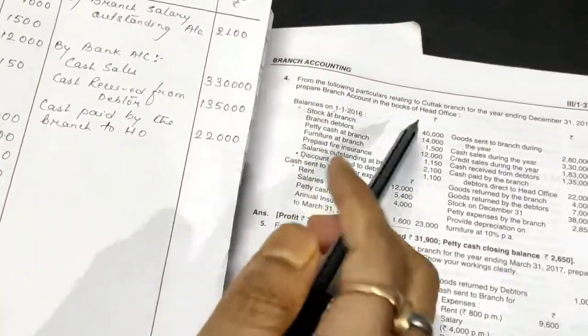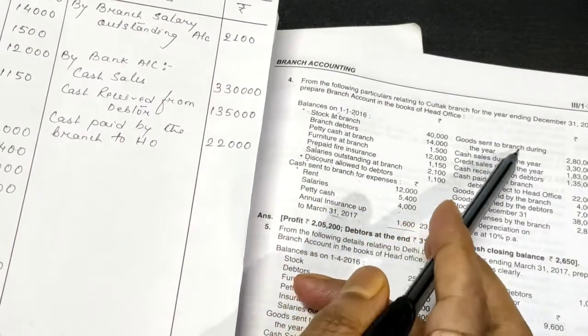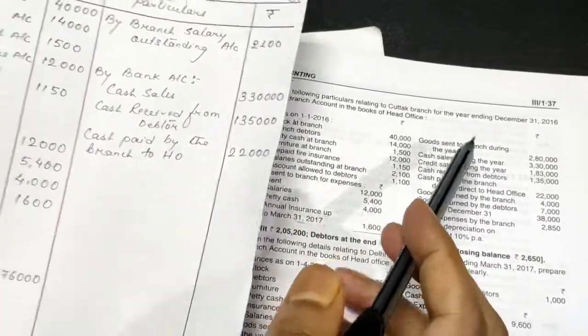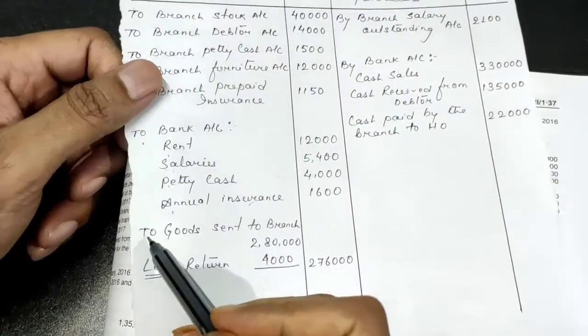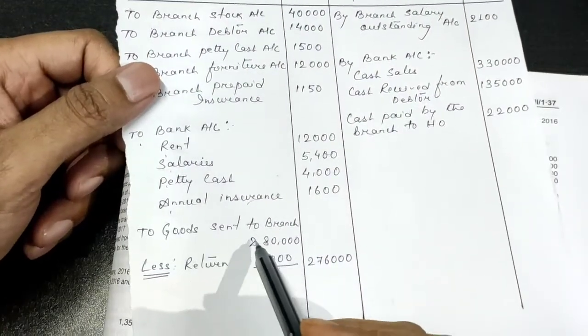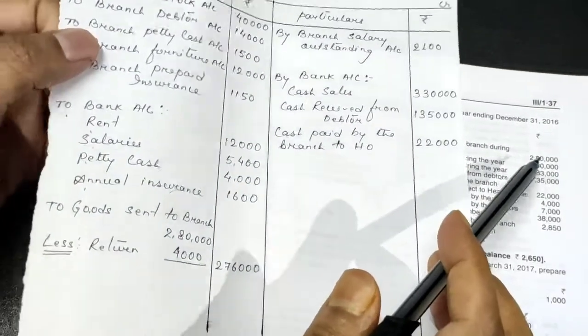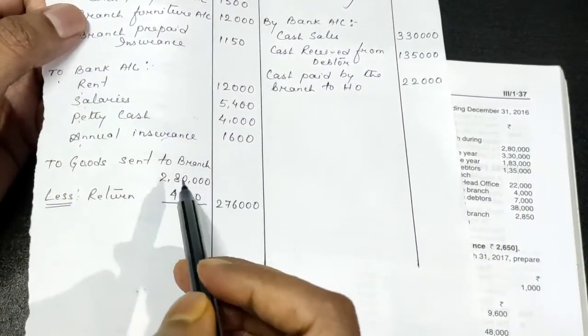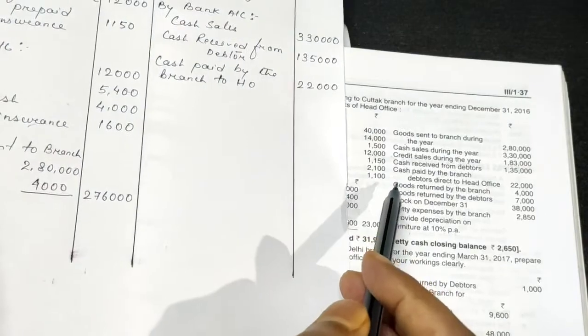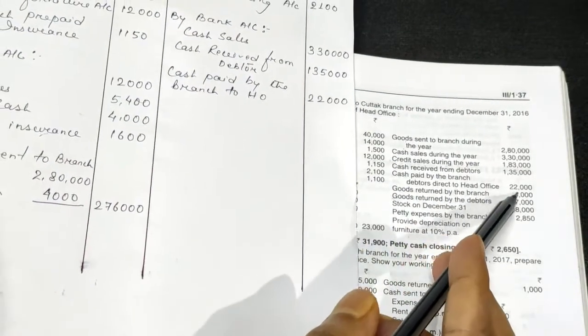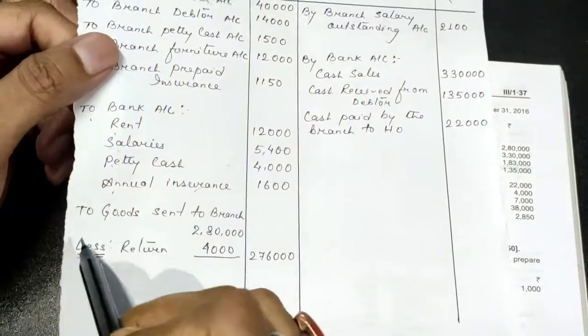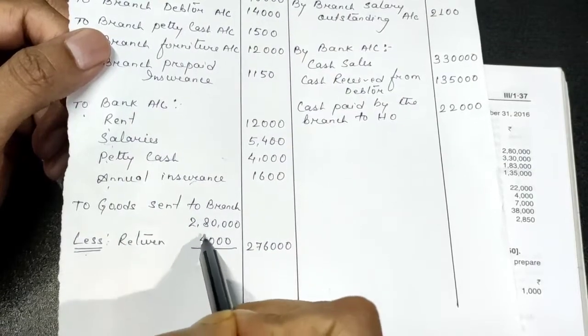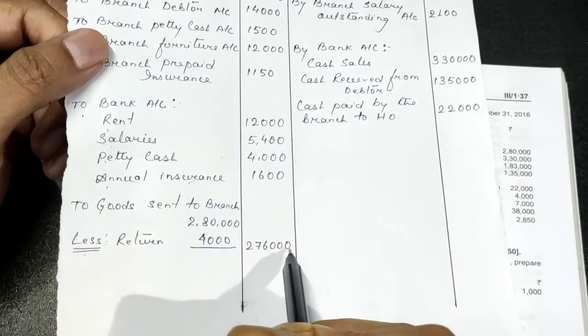Okay, next you can see the next entry is goods sent to branch during the year. Goods sent to branch will come in the debit side, so I wrote here goods sent to branch, 2,80,000, that is given here. Why did I write the amount inside, not in the amount column? The reason is there is a return given in the question: goods returned by the branch. What is the amount? 4,000. So you write here less return 4,000, subtract it, and outside 2,76,000.